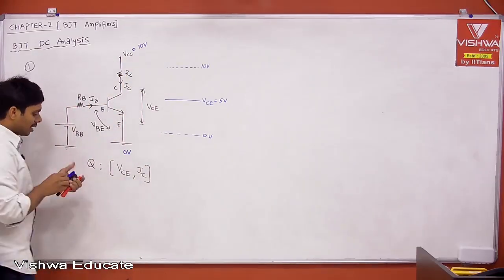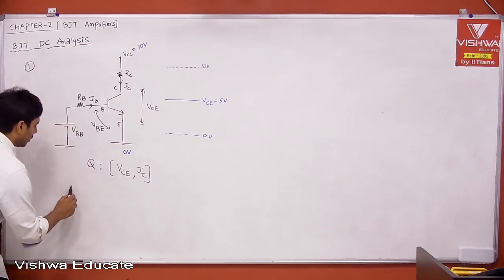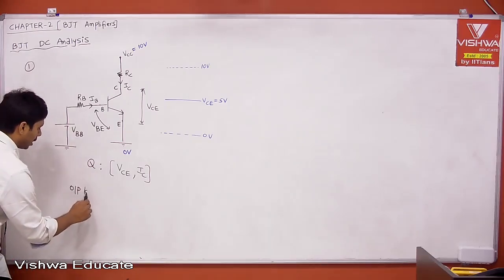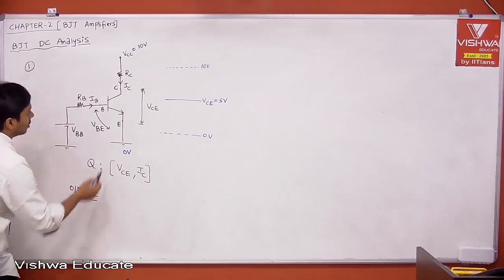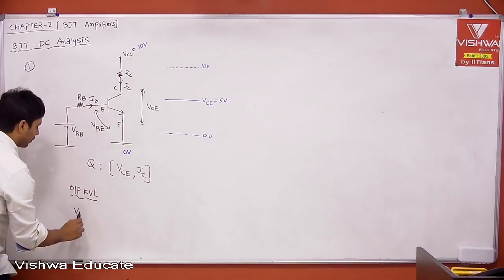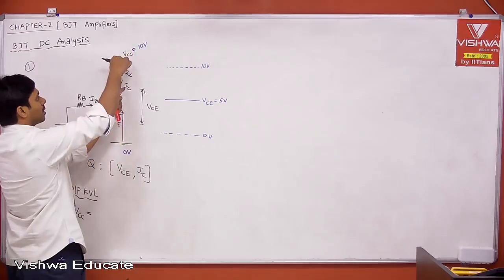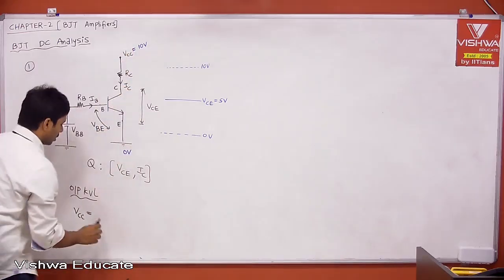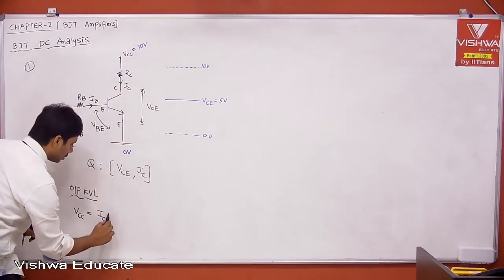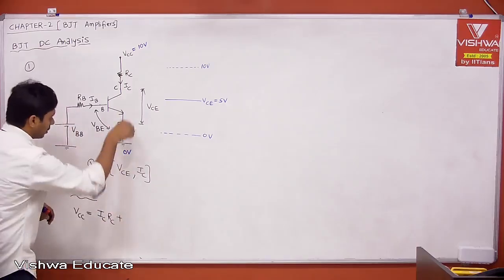Then what is your output KVL? If you write the output KVL, it is nothing but your VCC is equal to the drop across the resistor plus the drop across the transistor. That is nothing but IC into RC plus VCE.